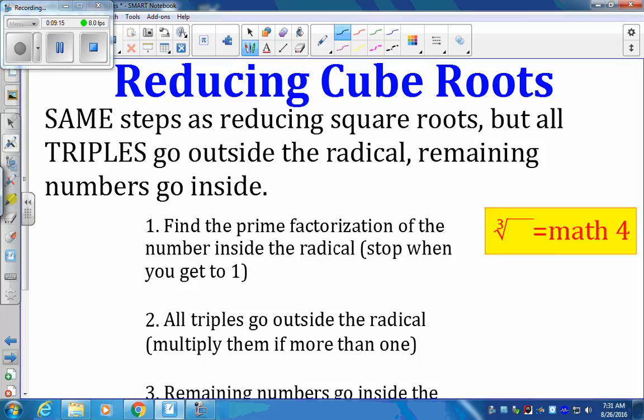All right, the next thing we're going to talk about is reducing what we call cube roots. We are going to follow the same exact steps as square roots, except we're going to make triples. We're looking for 3 numbers that are the same. Now a cube root is this little symbol right here. When there's a little 3, not a big 3 in front like this, it's telling you to find a cube root. 3 of a kind, 3 numbers that multiply together.